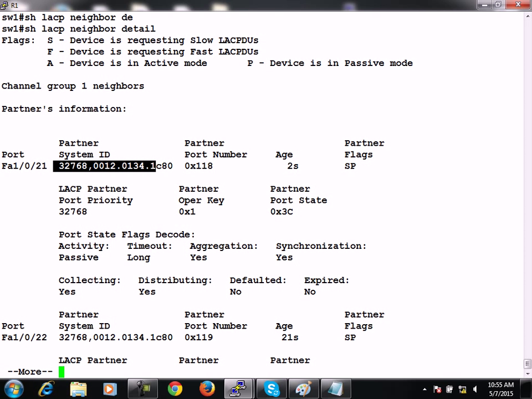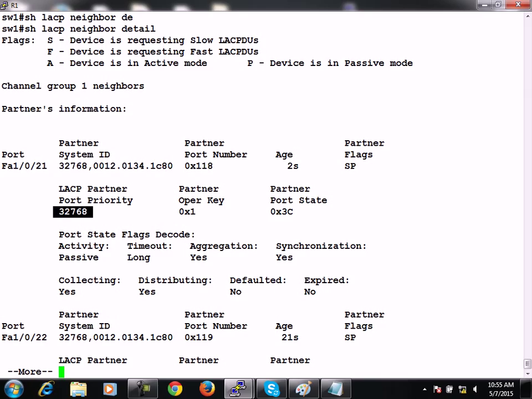This is the system ID of the neighbor switch, and this is the LACP port priority. So now both switches have each other's information, don't they? They have exchanged it in the form of LACPDU, haven't they? Hello, have you understood it now completely?